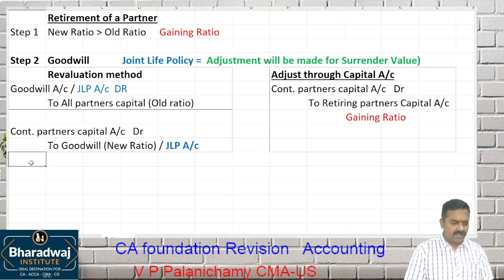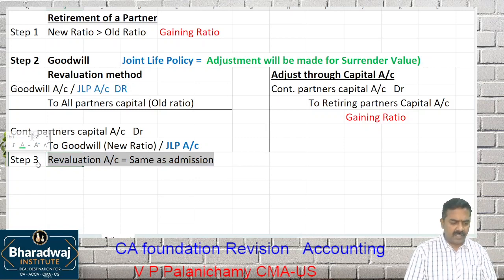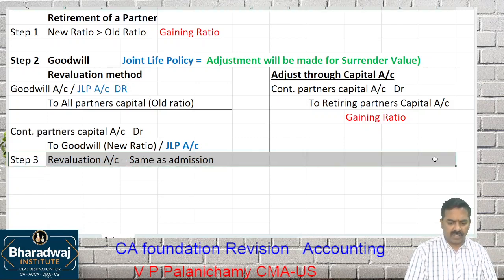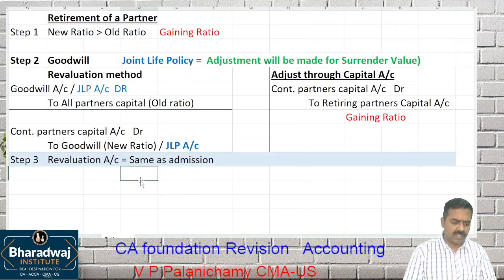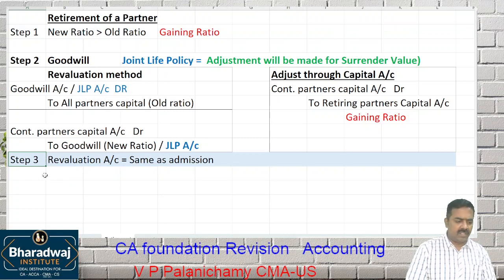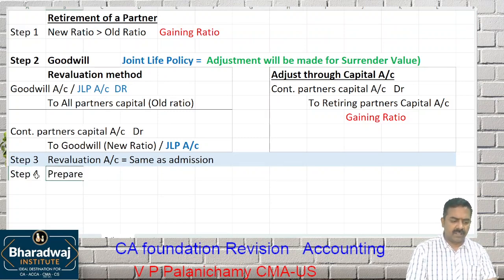Done? Then step 3. What is step 3? Revaluation account. This is same as admission, which means profit or loss will be transferred to whom? Old partners in old ratio, otherwise all partners in old ratio. Then step 4, what to do? Prepare which account? Capital account. Sir, what to do with retiring partner's capital?